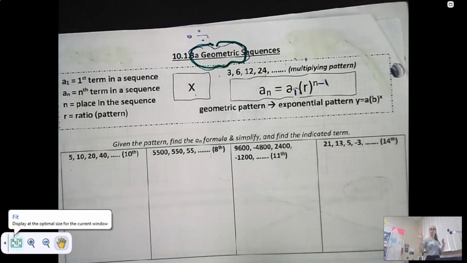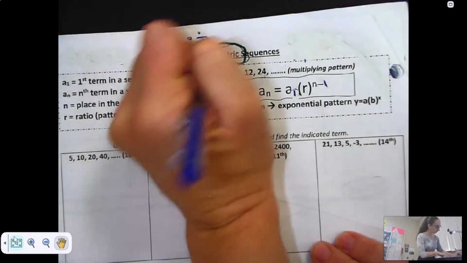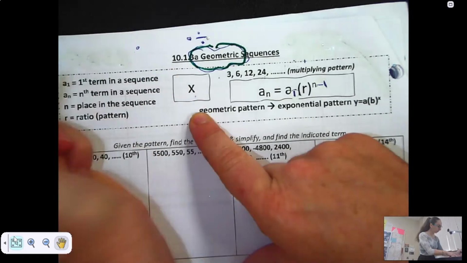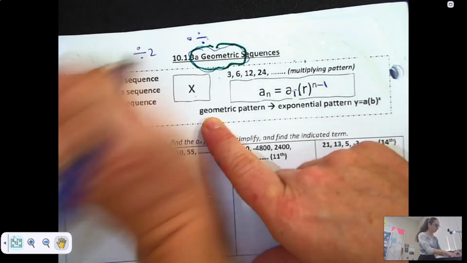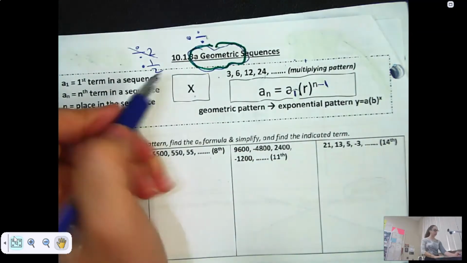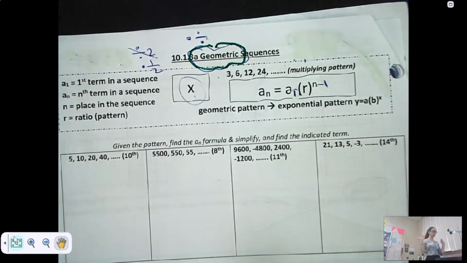So we did everything arithmetic. Now we're going to do everything geometric. A geometric pattern is technically a multiply-divide pattern, but instead of saying dividing by 2, we're actually going to say multiplying by 1/2. It's nicer to say that. So you're just going to be a multiplying pattern.